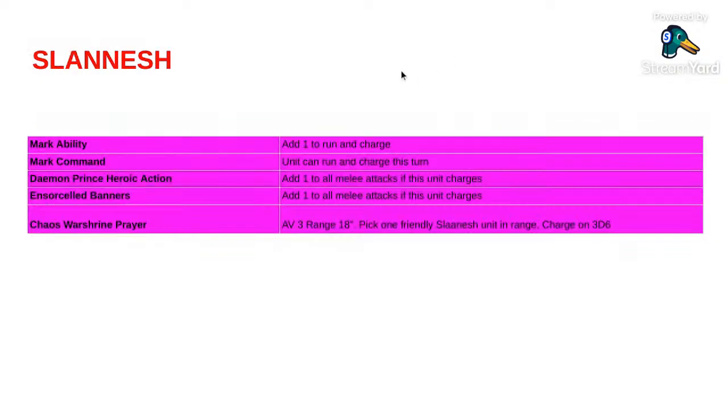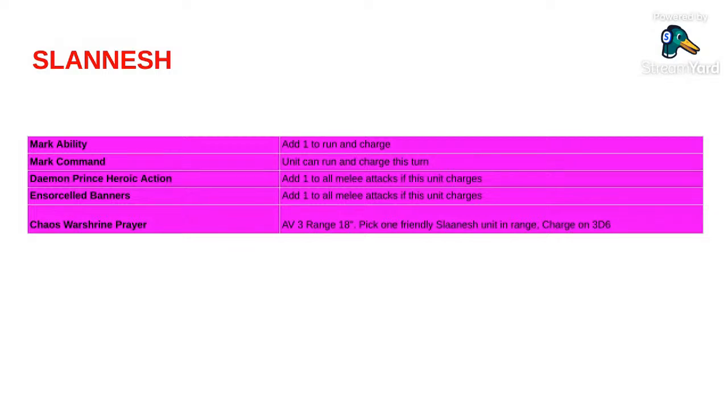Finally, we have SLANNESH. So SLANNESH is all about the usual speed kills sort of thing. Your mark ability is just +1 to run and charge rolls, and then you get a command ability that lets you run and charge with that unit in this turn. So it makes your units really fast.